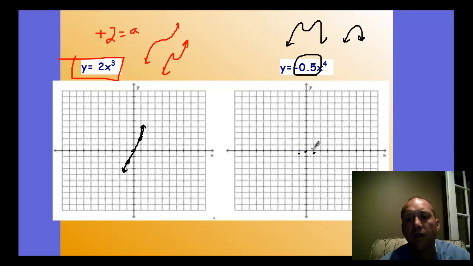Same thing here. If I go right 2, I plug in 2. 2 to the 4th is 16. Negative half times 16 is negative 8. Down here at negative 8. So you can see the shape of the graph. And again, it's increasing quickly, or decreasing quickly.